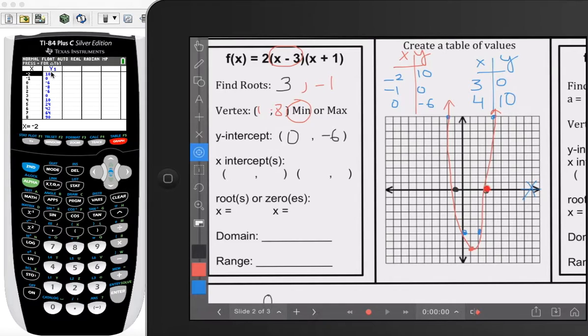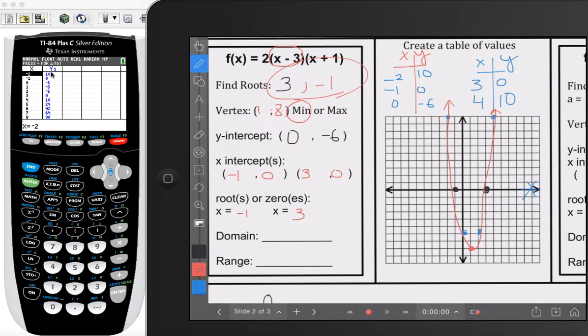The x-intercepts are the points where the graph touches the x-axis, and as you can see, we have two of them. The first one is going to be (-1, 0), and the second one is (3, 0). And the roots and the zeros are the same as the x-intercepts, so x equals -1 and x equals 3 are my two roots. But I already know that from before.